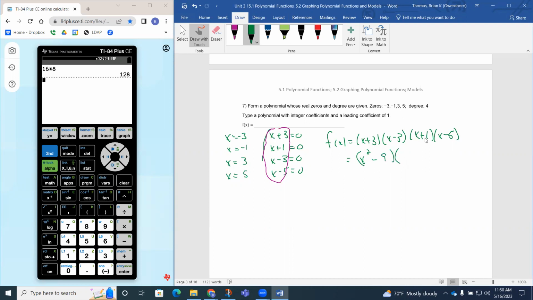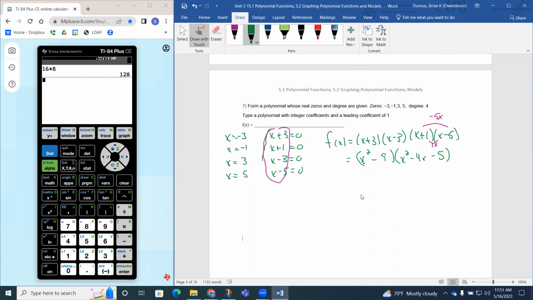And let's go ahead and multiply this x plus 1 times this x minus 5. So x times x is going to be x squared. And then we're going to do the outer terms. The outer terms is going to give me a -5x. The inner terms is going to give me a 1x. So a -5x and a 1x is going to give me a -4x. And then 1 times -5 would be a -5. That would be the last terms.